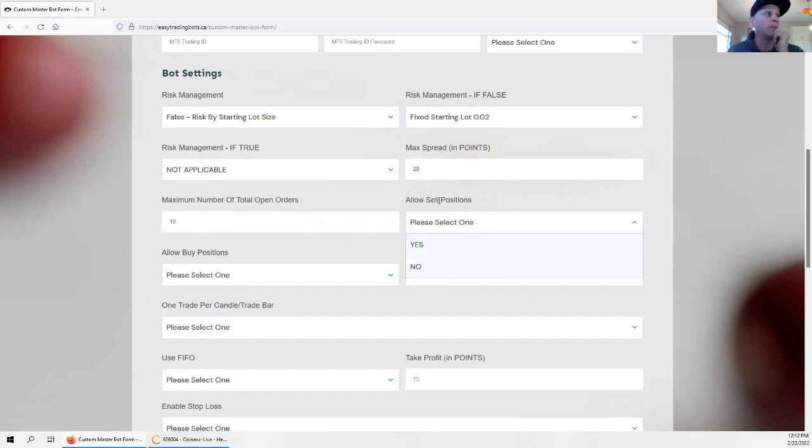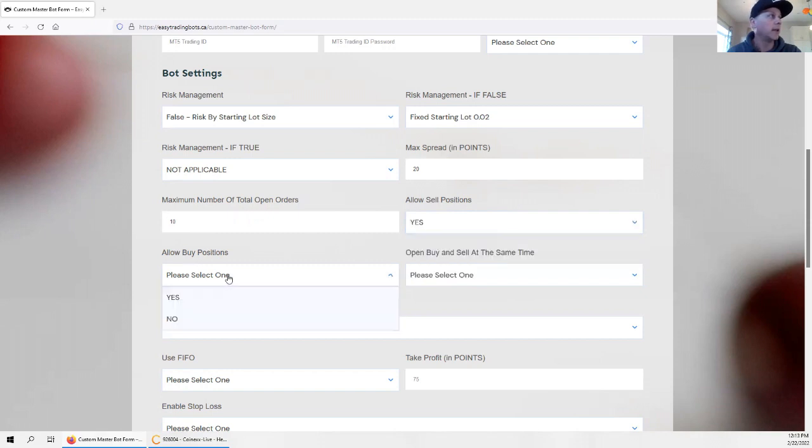And then allow sell positions. Do you want to take sells or do you only want to take buys? Well, no, I want to take sells and allow buy positions. Yes, I want to allow buy positions as well. And do you want to open buy and sell at the same time?